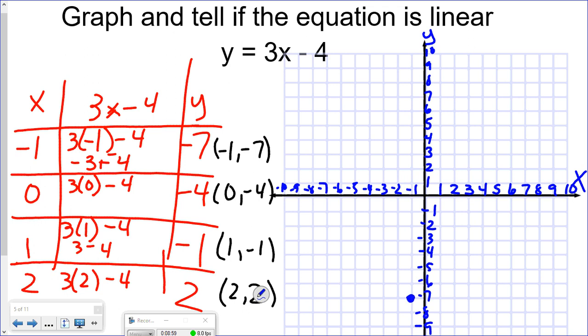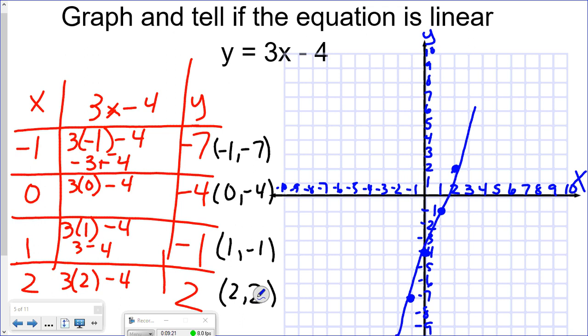Okay, my next one is (0, -4). I'm not going to go anywhere in my x, but I'm going to go down to -4. 2, 3, 4. There's my second step. And then I have (1, -1). I'm going to go over to 1 on my x and down to -1 on my y. And then I have (2, 2). It's going to look like this, and you should be able to connect the dots.